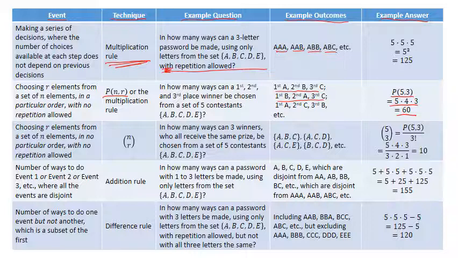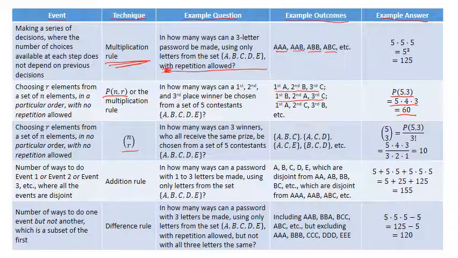Okay, so the third type of event is choosing R elements from a set of N elements in no particular order with no repetition allowed. So it's the same as the last row, except now we don't care about the order that we get the elements in. So this is the one we just went over. It is N choose R.